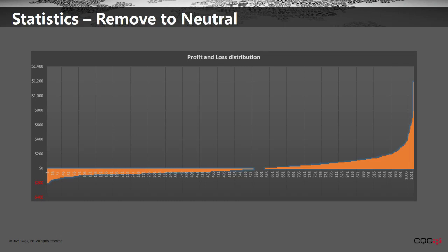Remove to neutral indicates what percentage of the highest winning trades make your P&L. If you were to remove that percentage of winning trades, your P&L would go to 0.